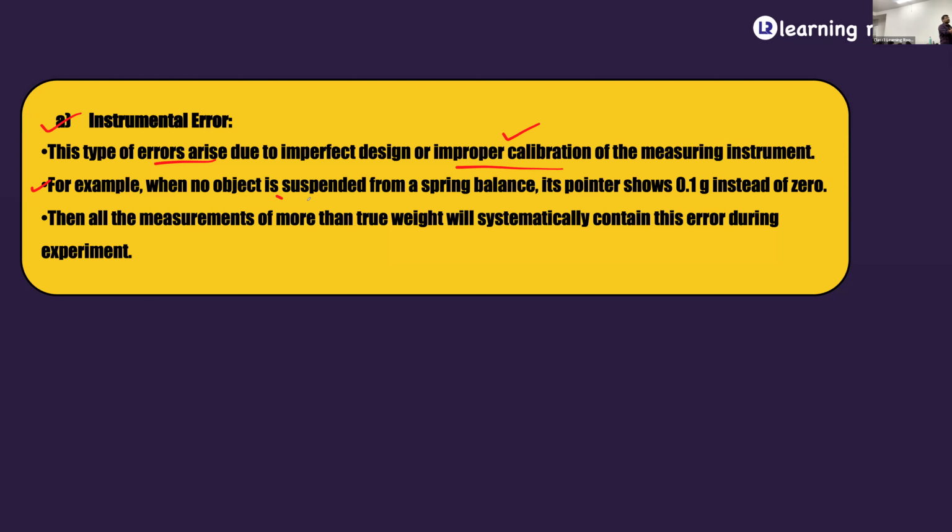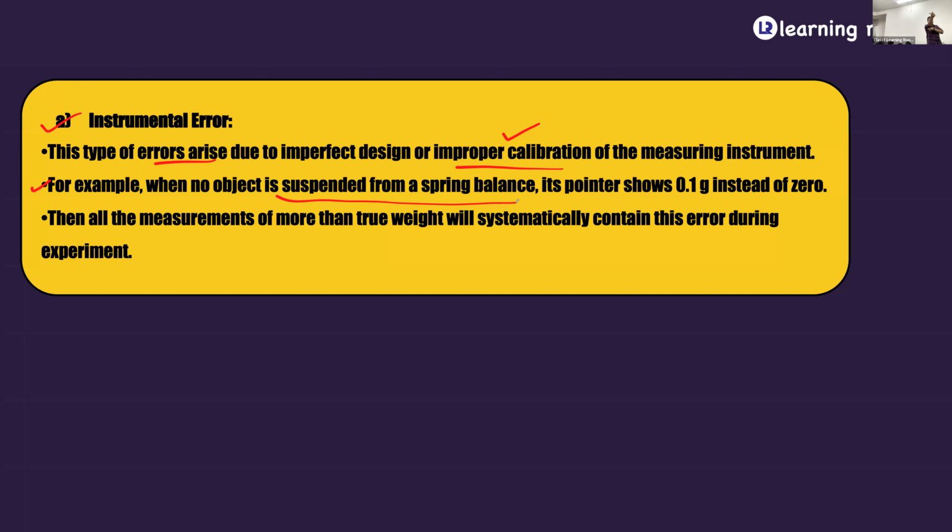Next is this one I told you. When no object is suspended from a spring balance, you know what a spring balance is, right? You've seen it, no? You just hold it like this. The spring will be hanging. It will come down. So one side you will have mass, the other side you will have force. One side will be mass, other side will be weight. One side kilogram, one side Newton. Like how this scale has one side centimeter, one side inch. Like that it will work.